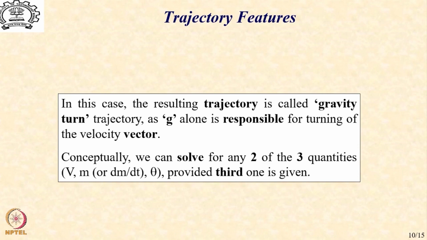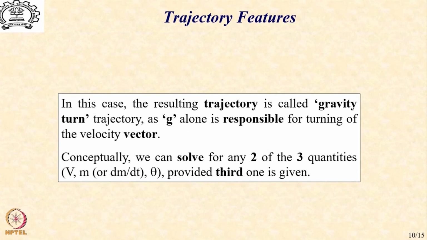Here it is worth noting that conceptually we now have a set of two coupled nonlinear differential equations for actually three unknowns: the velocity, the mass or the dm by dt, and the flight path angle theta. But we have only two equations and three unknowns.